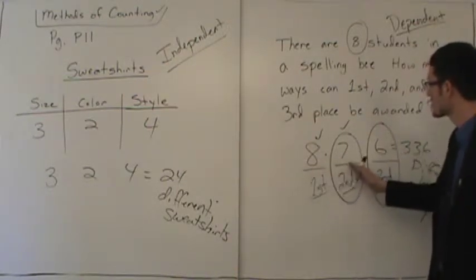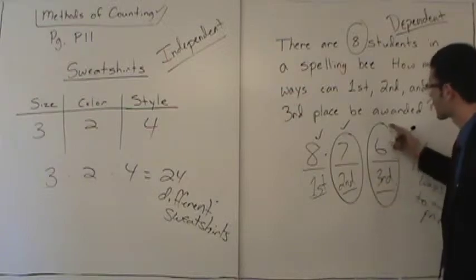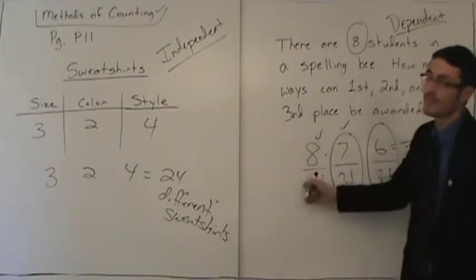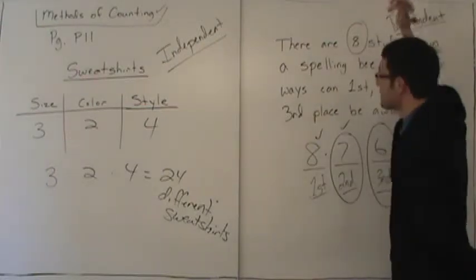So we choose first, we choose second. We only have how many options for third? We only have 6. Does the 6 options for third depend on who was chosen for first and second? Yes, we call this dependent.